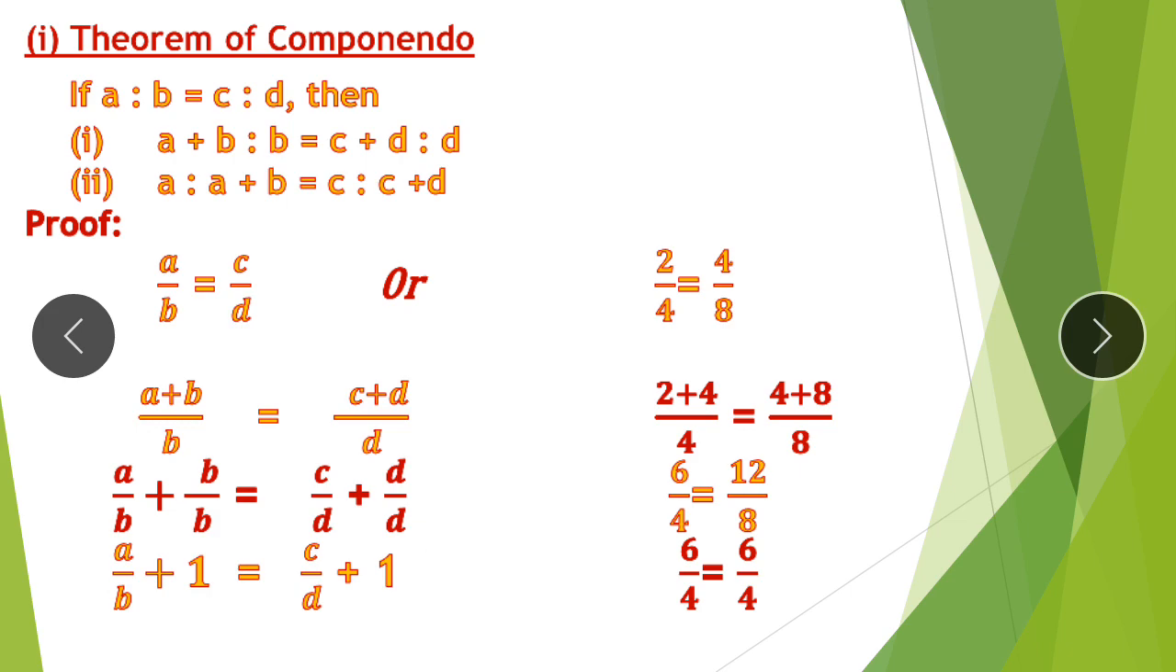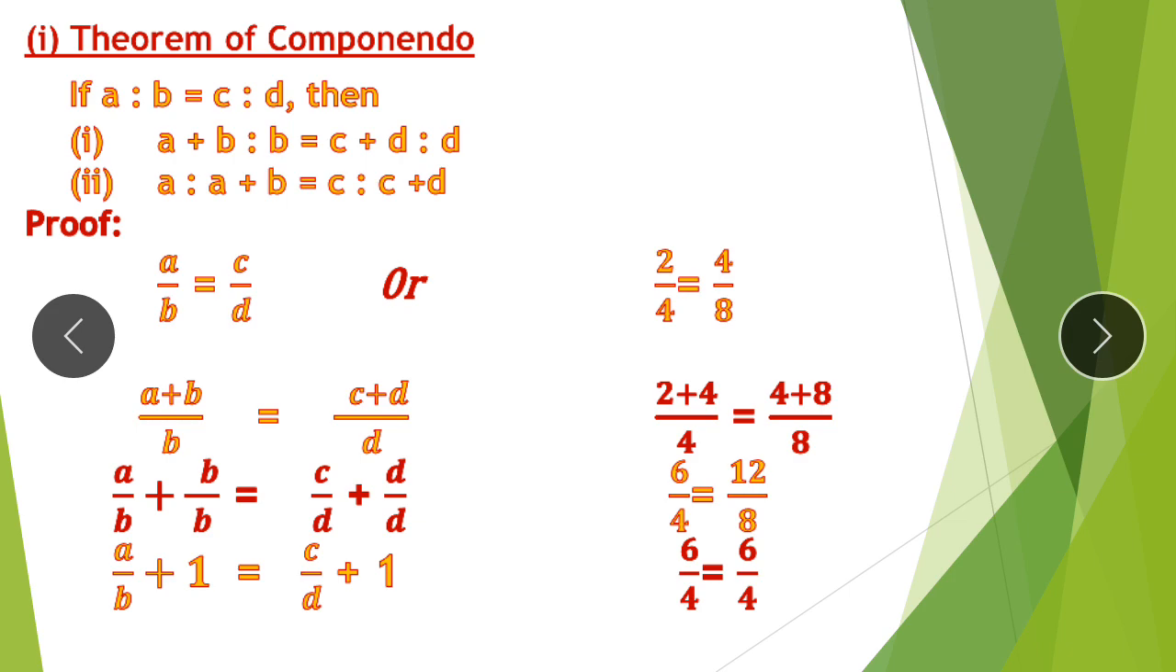Let's understand this better with the help of another example. Suppose we have 2 ratio 4 is equal to 4 ratio 8. These both ratios are equal, because if you go with the simplification, you will get 2 1s are 2, 2 2s are 4, and 4 1s are 4, 4 2s are 8. So 1 ratio 2 equals 1 ratio 2.